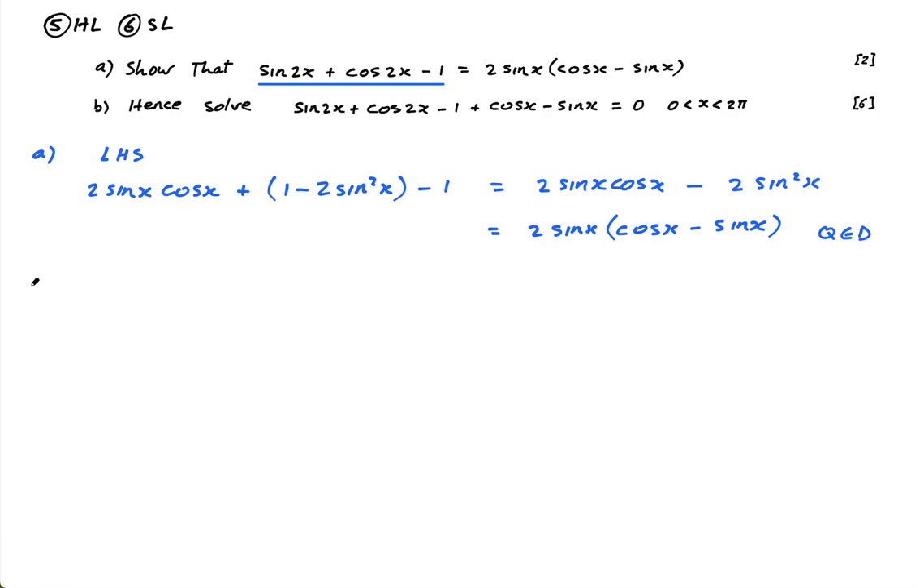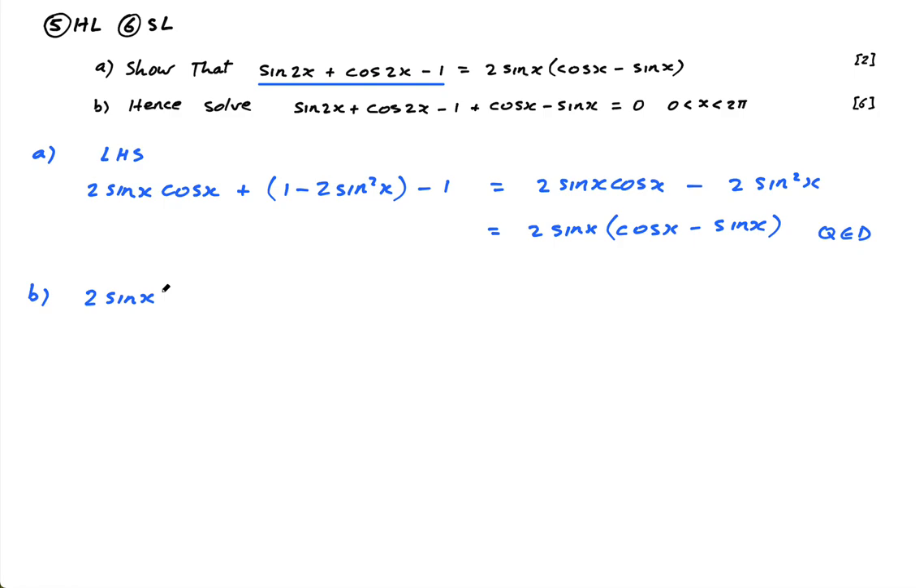Part B. This is where it gets tricky. So it says, hence solve this equation. When it says hence, guys, basically always, I think it says hence or otherwise, but I just put hence, always go with what you've done from part A. So part A, we showed that this equals this. So let's turn that into this. So instead of this equals 0, I'm going to say this equals 0.